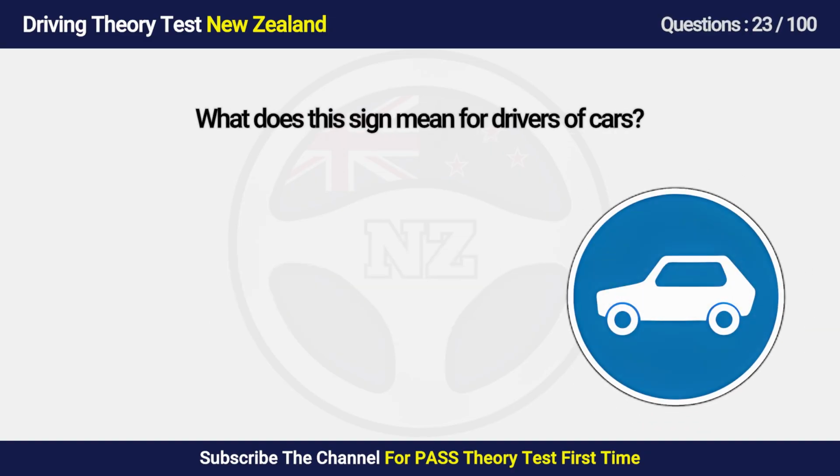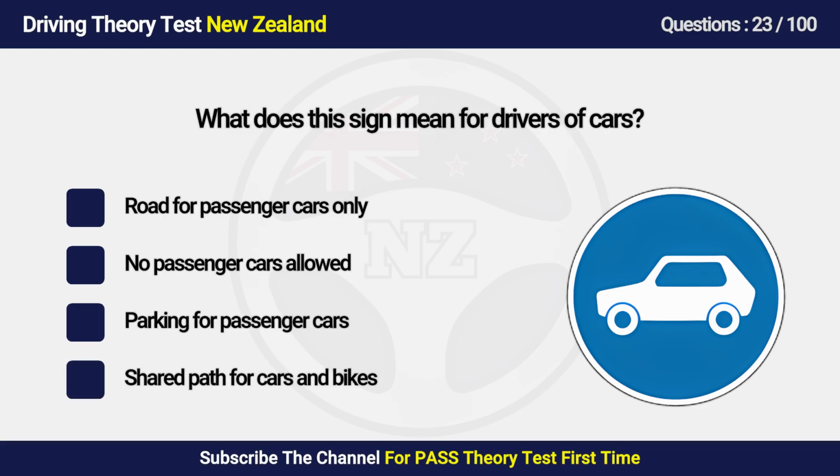Question 23. What does this sign mean for drivers of cars? A. Road for passenger cars only, B. No passenger cars allowed, C. Parking for passenger cars, D. Shared path for cars and bikes.